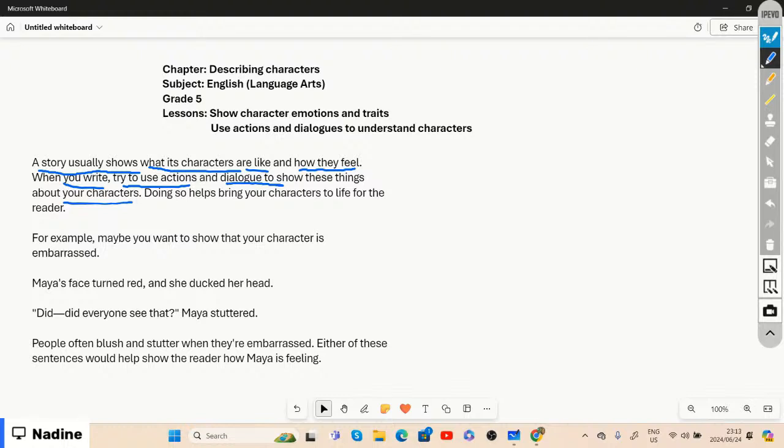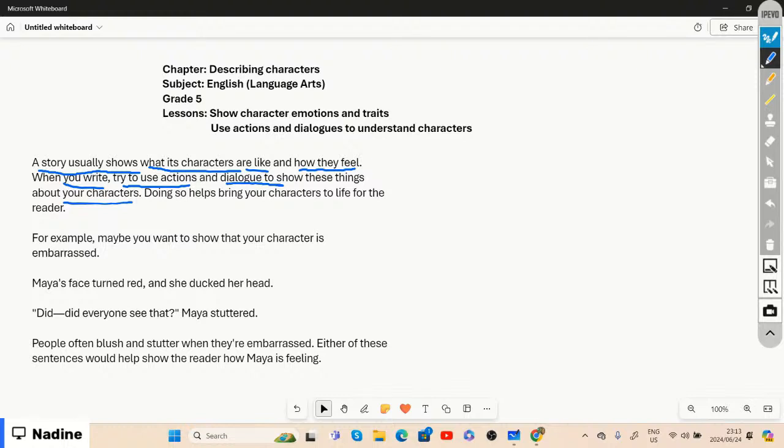So when you write, then we need to use actions. We need to basically show what the character is doing, how the character behaves, and dialogue means that we need to basically show the conversation that these characters are having, right? And in doing so, writing about the actions as well as the dialogues shows things about their character, this will bring your character to life for the reader. Because, like I say, whether there are trees that are talking amongst each other, that is the character, and you will eventually bring that character to life.